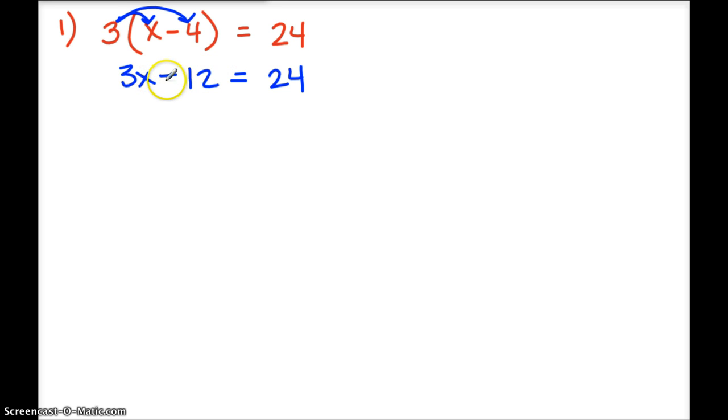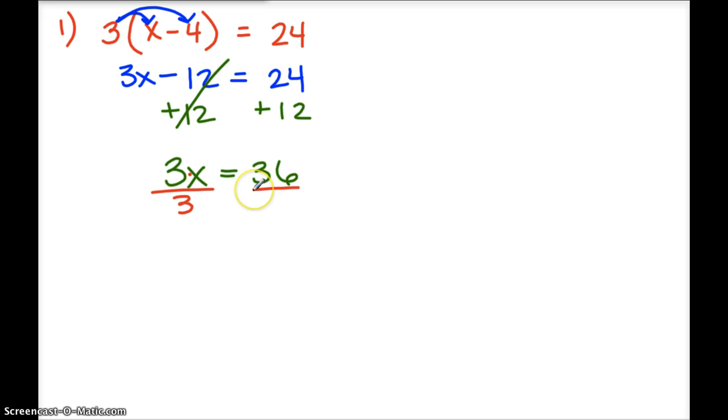Okay. Next, combine like terms. Well, I cannot combine the 3x and the 12 because this has a 3x, has an x with it, and the 12 does not. So my next step, get the x on one side. Well, it's already on the left. I don't have any x's on the right. So moving on to step 4, get rid of the addition or subtraction. So in this case, I have a minus 12. To get rid of that, I'm going to add 12 to each side. So I have 3x equals 36. And lastly, get rid of that multiplying or dividing. So this has 3 times x, so I'm going to divide by 3. And we get x equals 12.